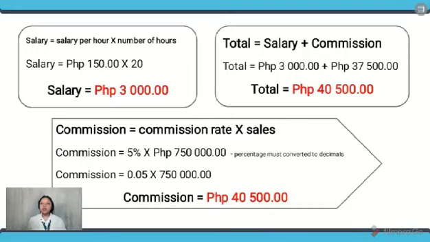And to compute his total payment, let us just add salary plus commission, which is 3,000 pesos plus 37,500, which is equal to 40,500 pesos.